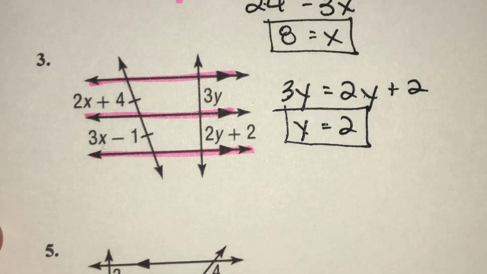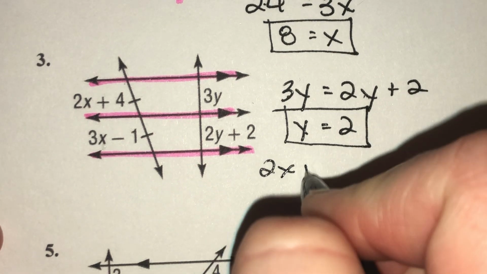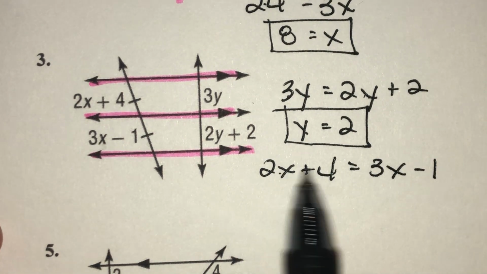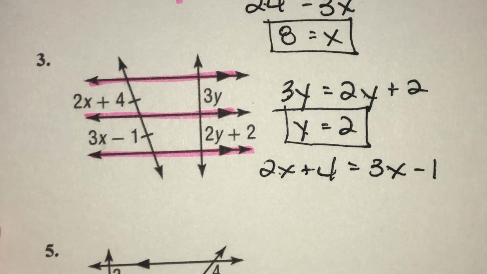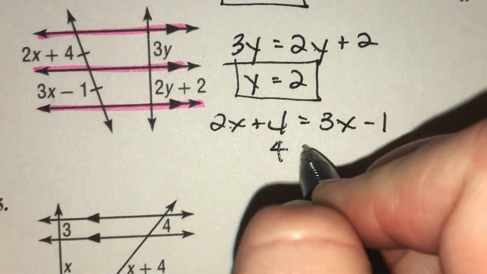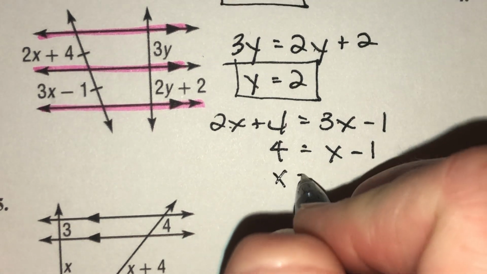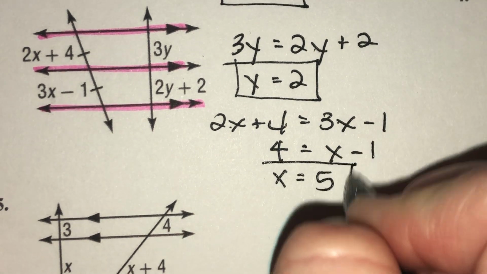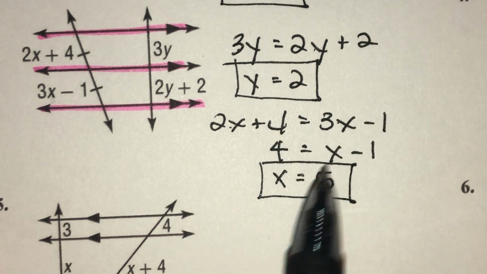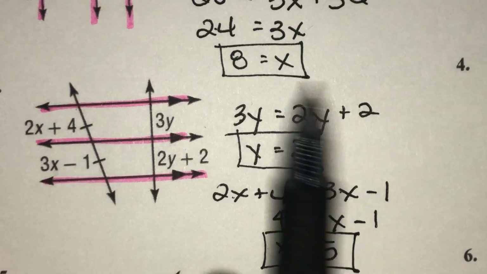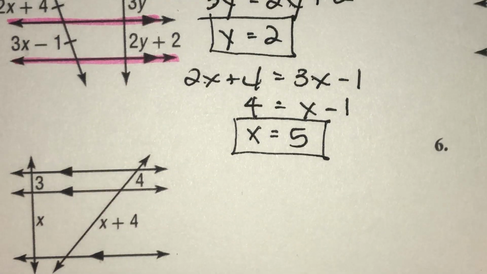And then to solve for x, I set them equal. 2x plus 4 equals 3x minus 1, minus 2x from both sides. 4 equals x minus 1. Add 1 to both sides, and I get 5 equals x, or x equals 5. I didn't do it up top, but you really should always put your variable first before you're done. I didn't flip-flop it here, but I should have.